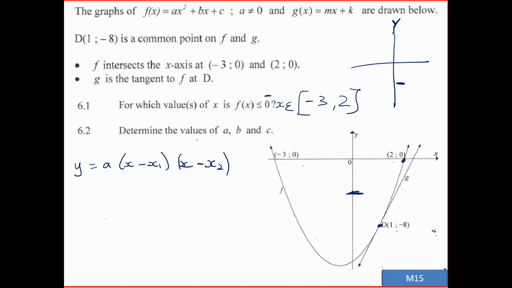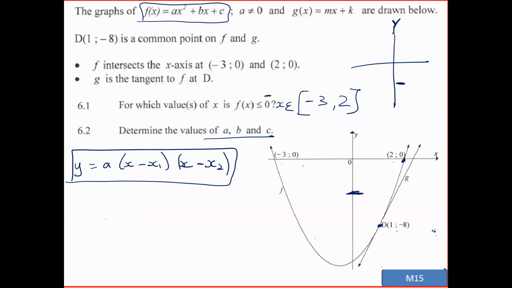The second question is determine the values of a, b, c. That means find the equation. So to find the equation, you've got to use this as your starting point because the x-intercepts are given. So all I'm going to do is say y is equal to a. The first x-intercept is minus 3. x minus minus 3 will give you x plus 3. And the second one, x2, is represented by 2, which is x minus 2.